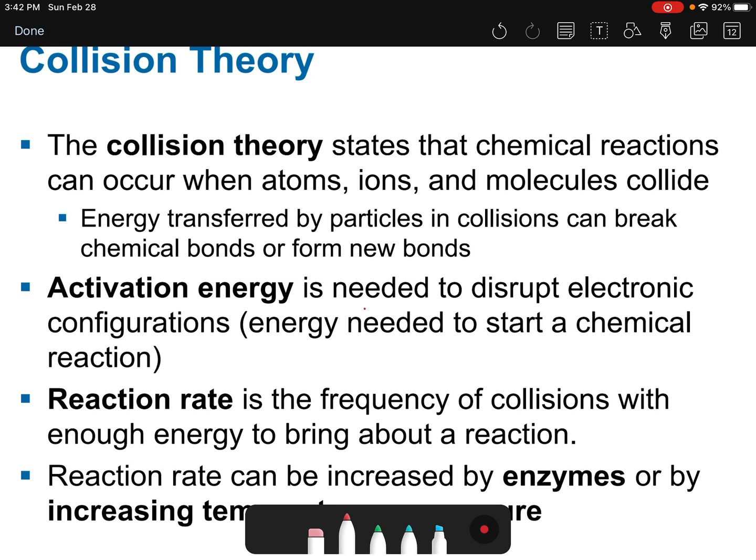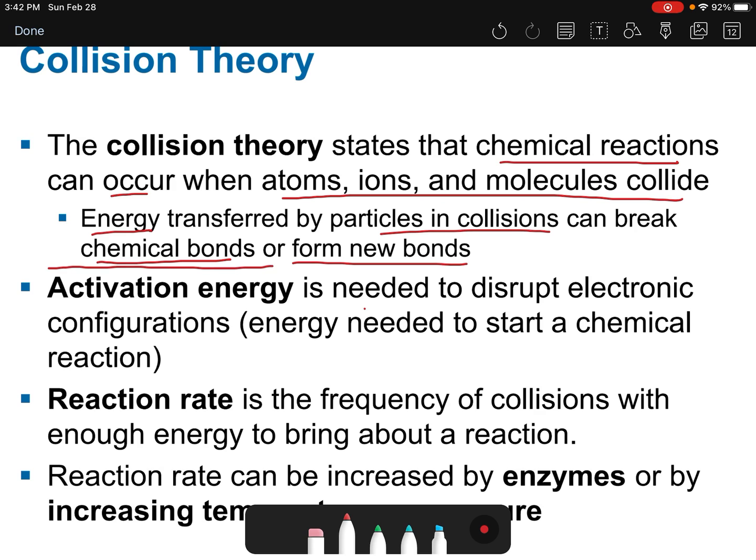And just a little bit of collision theory is just stating that chemical reactions occur when atoms, ions, or molecules collide. Well, it's the energy that's being transferred in these collisions that either break chemical bonds or form new bonds. And so activation energy, an important one you're going to need to know, that's the energy that you basically need to start a chemical reaction. It's enough energy to disrupt those electronic configurations, so that you can get either those bonds being broken or those bonds being formed. But it's the energy needed to start a chemical reaction.